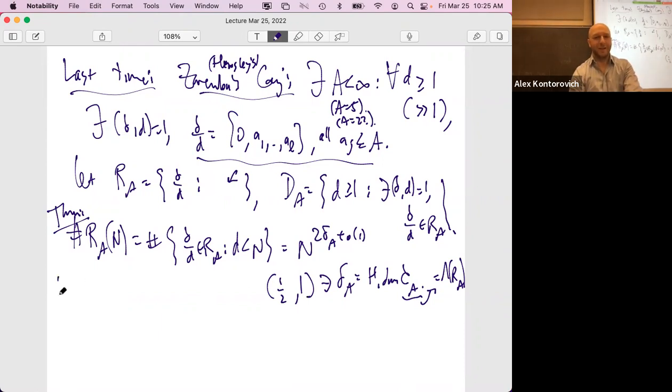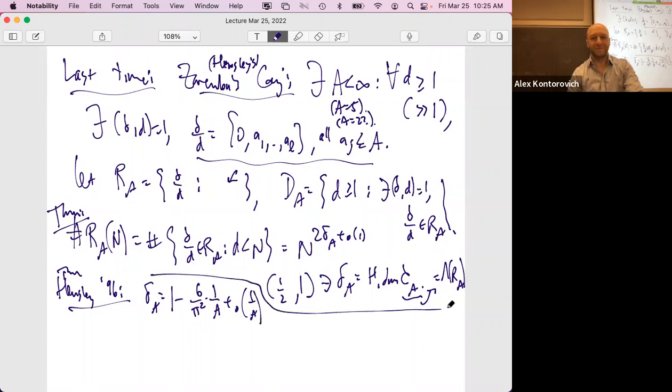In fact, Hensley worked out, in the 90s, don't quote me on these numbers, the theorem that this dimension is actually 1 minus something that goes to 0. It goes to 0 at the rate 6 over pi squared, which you've seen already. So it's 1 minus 6 over pi squared times 1 over A, plus little o of 1 over A. So we know the rate at which this goes to 1 as A goes to infinity. He got more orders, but this is just crudely to first order.